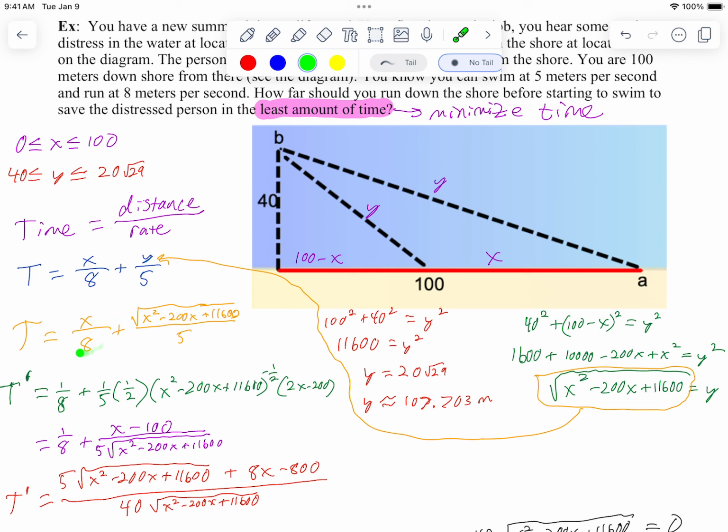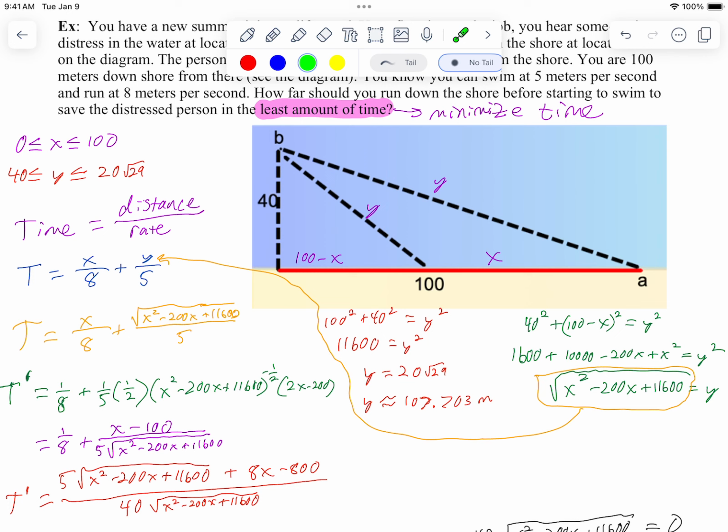Now notice that since my denominators are constants, I can think of them as just a fraction in the front. So instead of thinking of this as x over 8, I can think of it as 1/8 x. So when I do the derivative of that, it's just 1/8. I can think of this as 1/5 times the square root of x squared minus 200x plus 11,600. So here's my derivative. The derivative of x over 8 is 1/8.